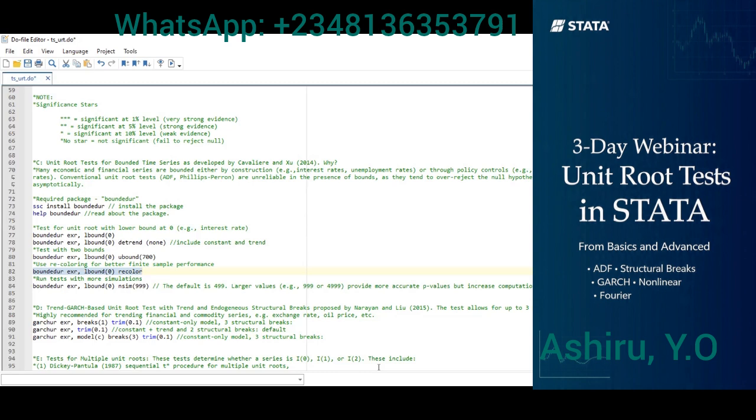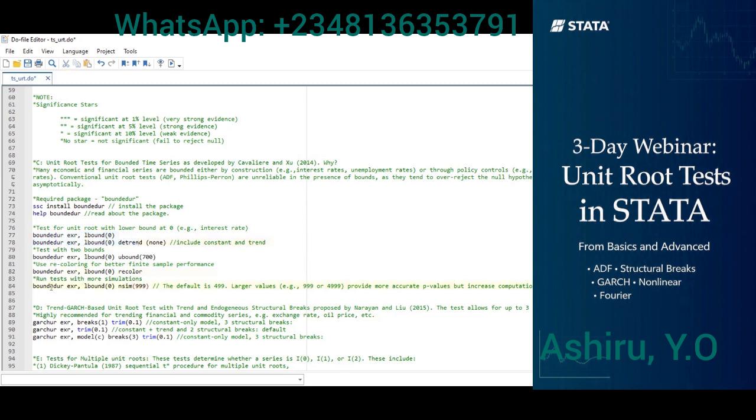It has been argued that for series like this, the ADF test and the PP test are biased when series are banded. So in order to have a robust test, we can also use the banded unit root test. Hope that is clear. Yes, it is.